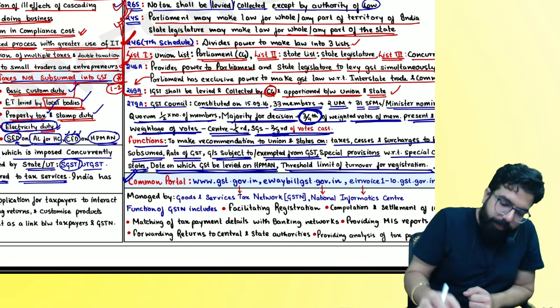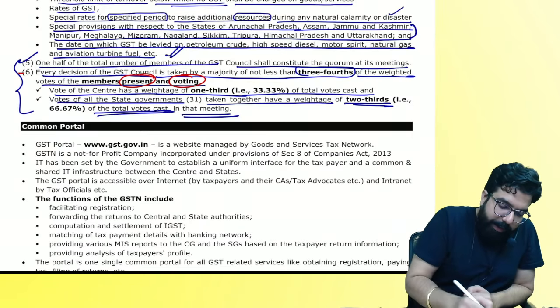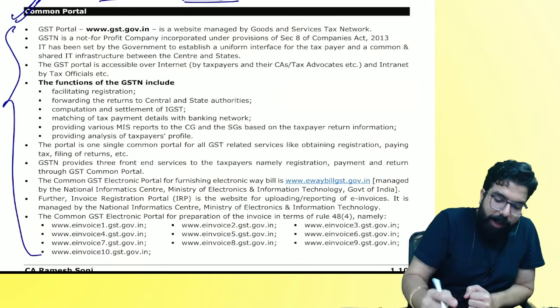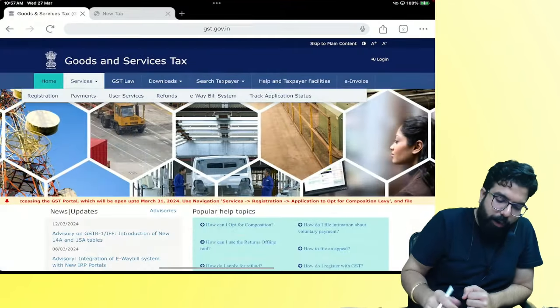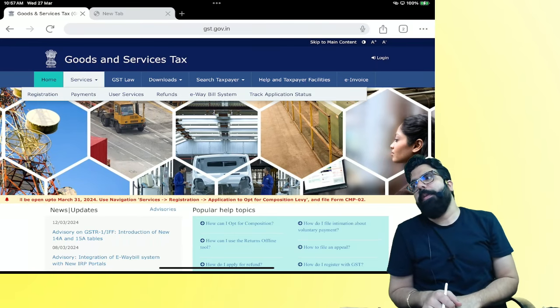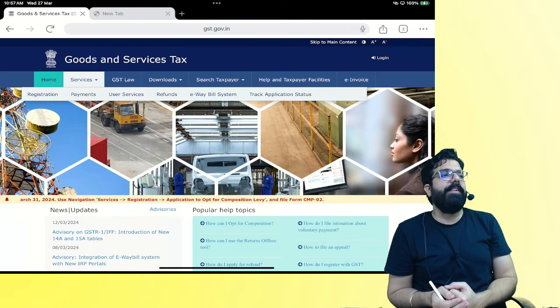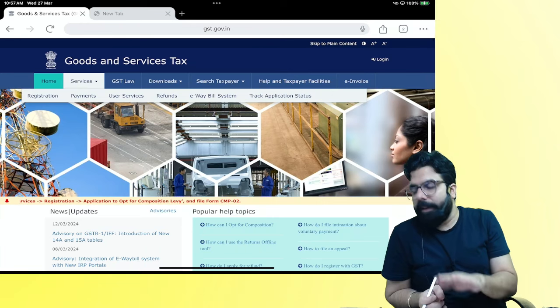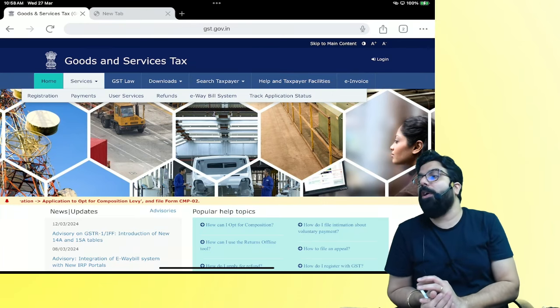Next. The next one over here is the common portal. Can you guys see the common portal here? This common portal, I will go ahead and teach it to you from the portal only. This is the common portal, first of all. What do you mean by common portal? This is the common portal, gst.gov.in. Can you guys see this gst.gov.in? This is the common portal. Why do we call it the common portal?